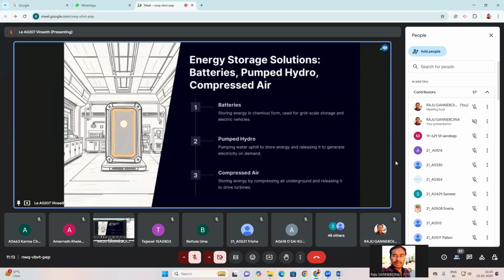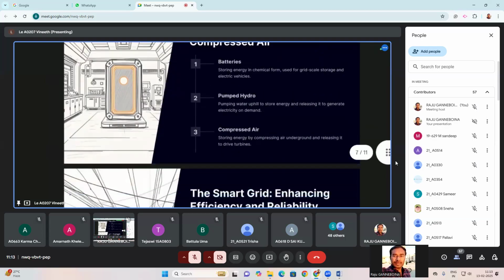In compressed air, we store energy by compressing air underground and releasing it to drive turbines. As we know, the main principle of any energy generation is to rotate the turbine using some form of energy. In compressed air, the compressed air is used to rotate the turbine, which in turn is coupled to the generator. But this air, after rotating the turbine, is again captured and compressed in the underground systems. This air is continuously cycled to rotate the turbine. This is very efficient since the air is not lost, and there is no pollution associated with it.